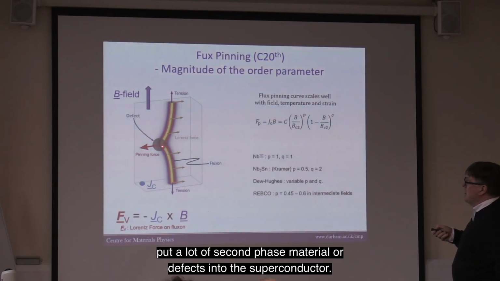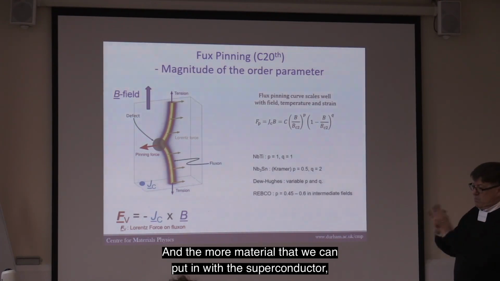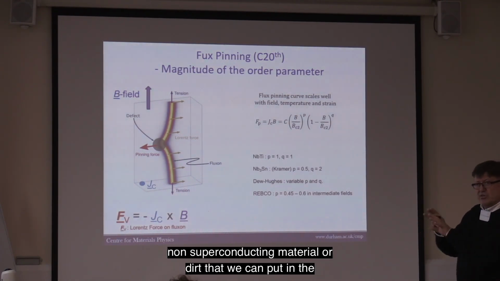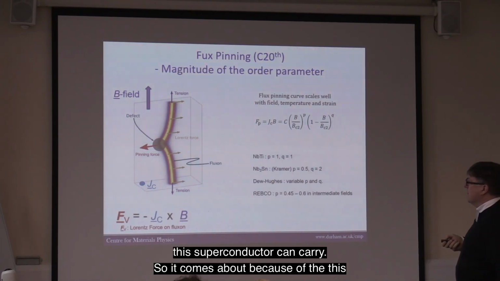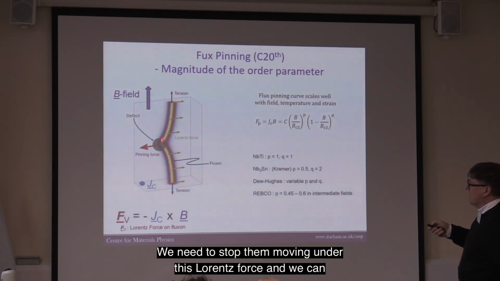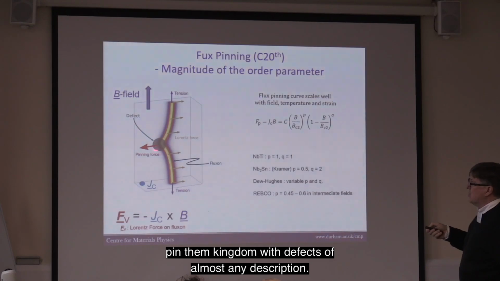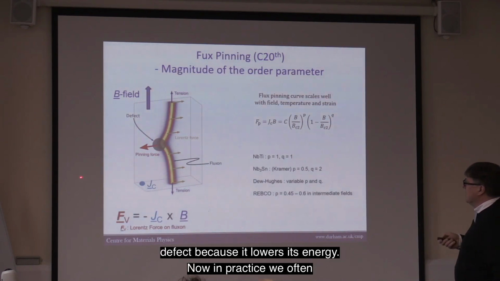Okay, so this is a very simple form of pinning where you could reasonably say, well, all we're going to do is put a lot of second phase material or defects into the superconductor, and that will increase the current density from 0 to some value, and the more material that we can put into the superconductor, non-superconducting material or dirt, will help us increase the current density that this superconductor can carry. So this pinning comes about because of the Lorentz force on the fluxons. We need to stop them moving under this Lorentz force, and we can pin them with defects of almost any description, non-superconducting material, where the fluxon prefers to sit on the defect because it lowers its energy.